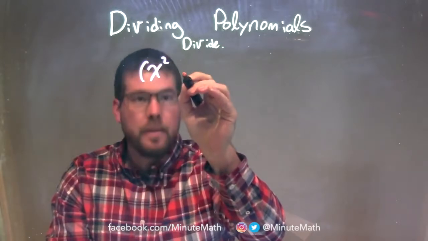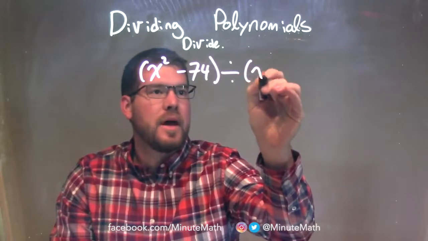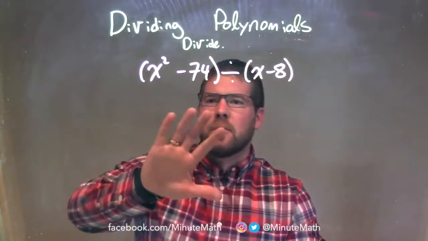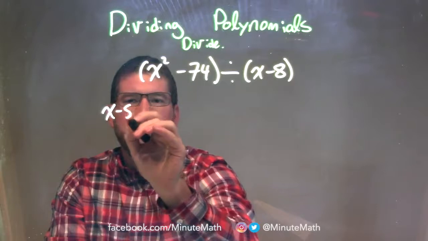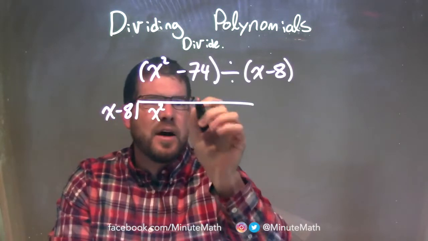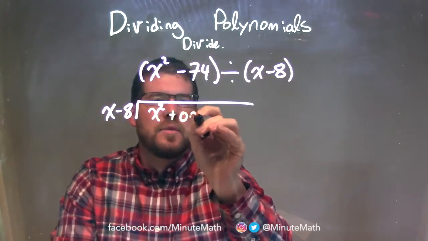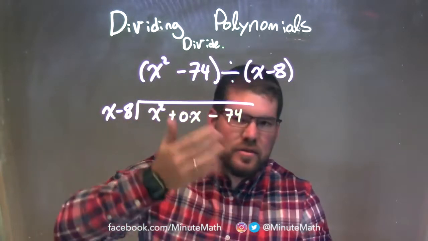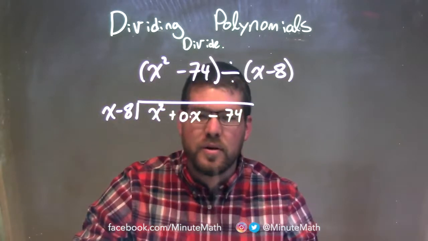x squared minus 74 divided by x minus 8. If I was given that, what I want to do is convert it to long division. So I have my divisor, my x minus 8 here, and my dividend, x squared. Since there's no x value, I'm going to put a place value and add 0 times x minus 74. 0 times x is just 0, it doesn't really exist there, but it gives us a place value for our long division.